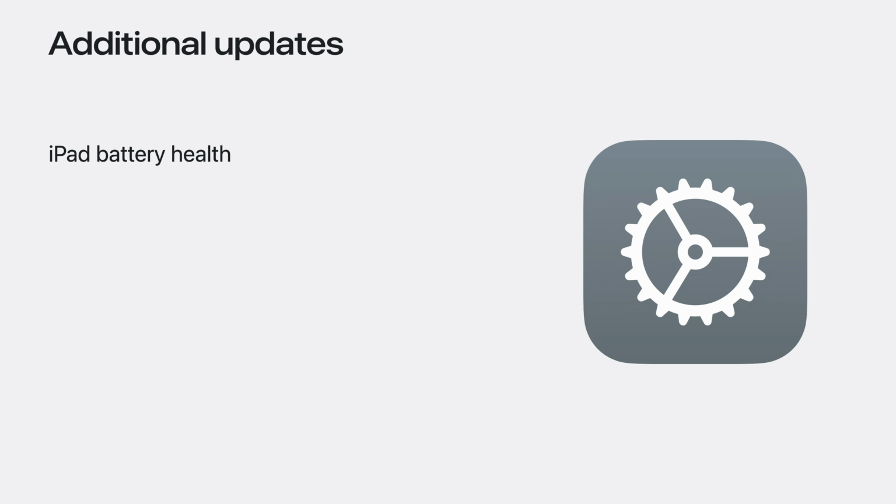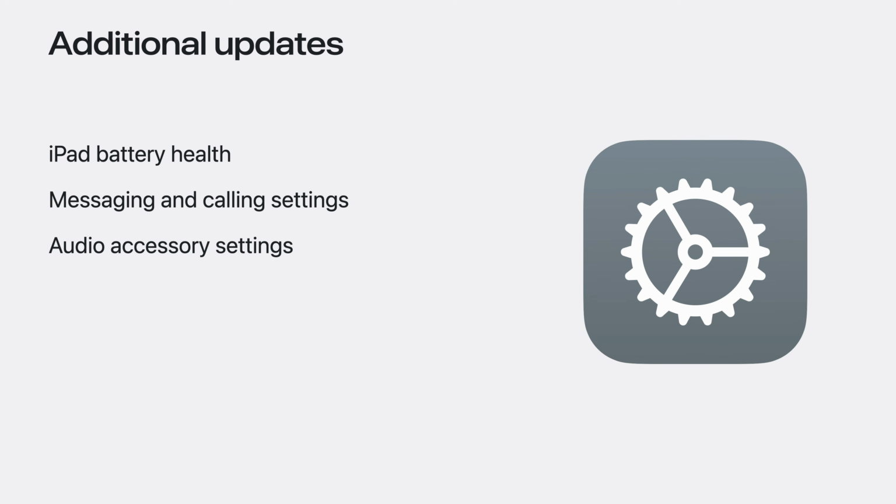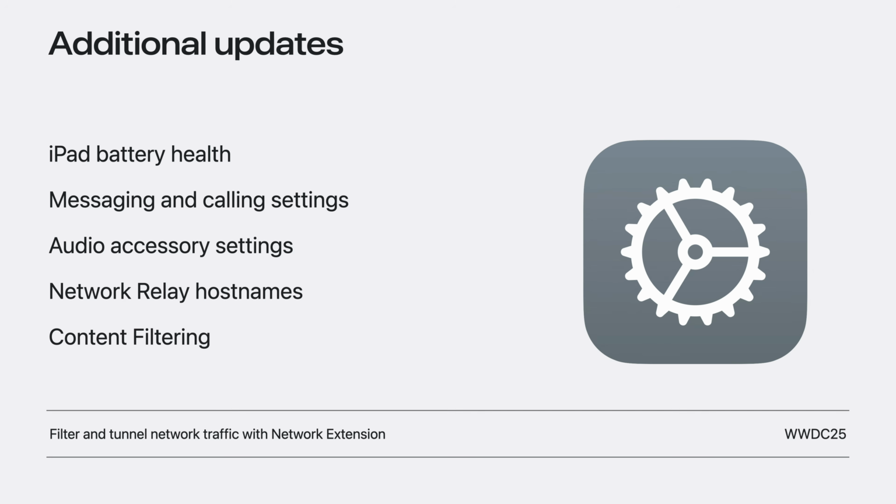including battery health information for iPad, setting default apps for messaging and calling, and new restrictions to limit messaging and FaceTime per SIM, allowing the temporary use of AirPods and Beats headphones, adding support for fully qualified domain names in the network relay profile, and a new network extension URL filtering API. For more details on that, check out the Filter and Tunnel Network Traffic with Network Extension session.